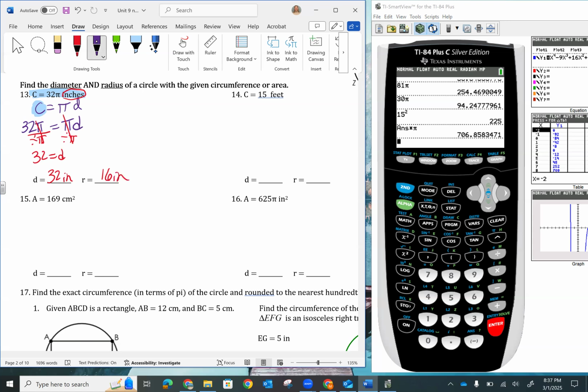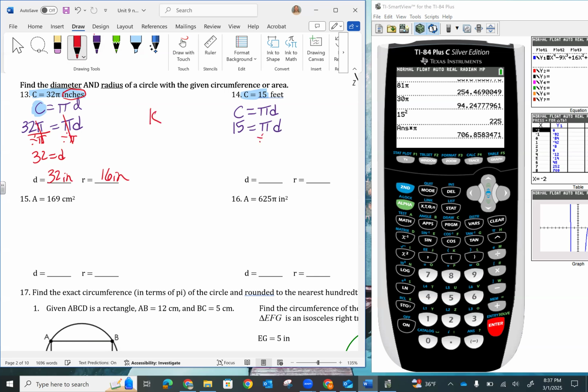So if they give us the circumference, put it in for C and solve for D, and then you can find both the diameter and the radius. Here, they give us the circumference to be 15 feet. So if circumference equals pi D, I like the shorter formula when I'm doing this. I know that the circumference equals 15. So in place of C, I'm going to put 15 equals pi D.